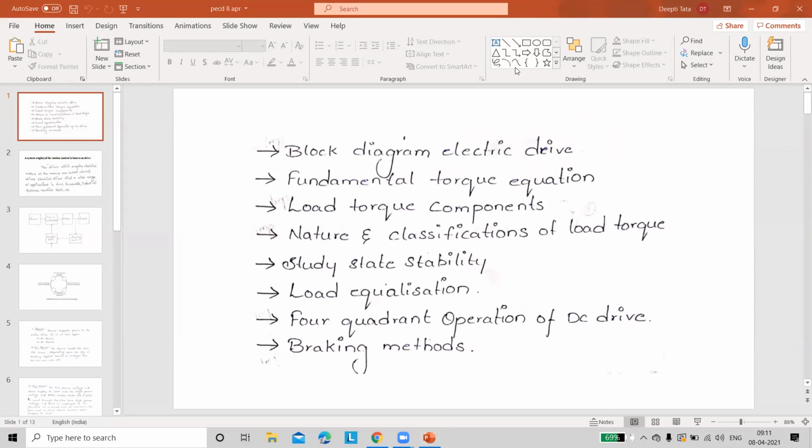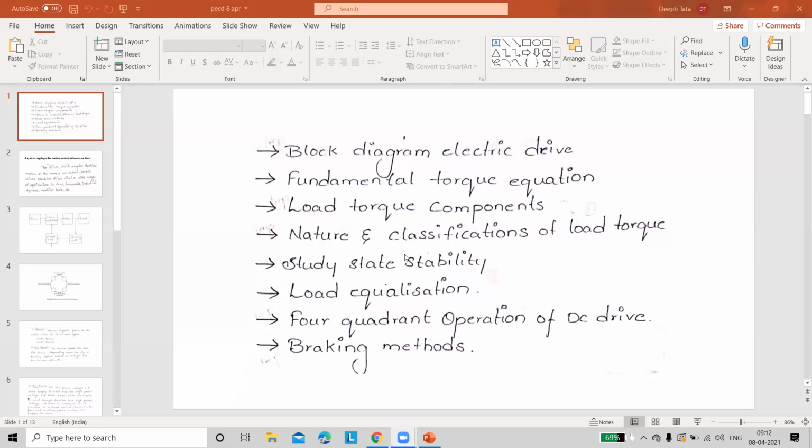The next one is the fundamental torque equation related to an electrical drive. And in this torque equation, are there different load components, especially torque components? Just observe my cursor movement here. These are the topics we are going to cover in our first unit: what is a drive, what is an electric drive, the different torque components present in our drive and the corresponding equation, and how this torque is classified.